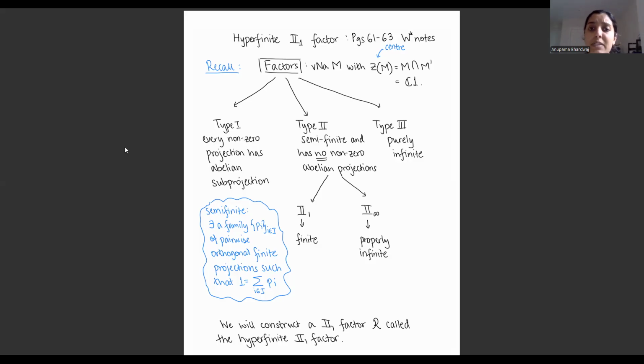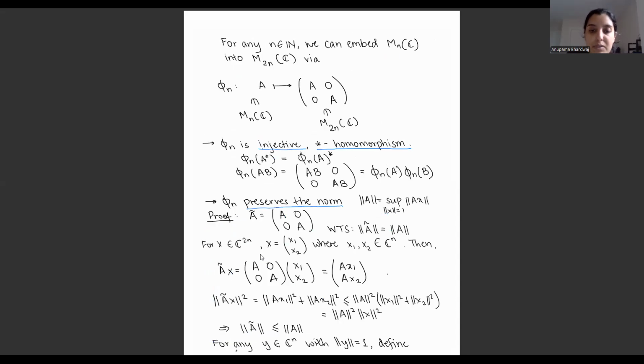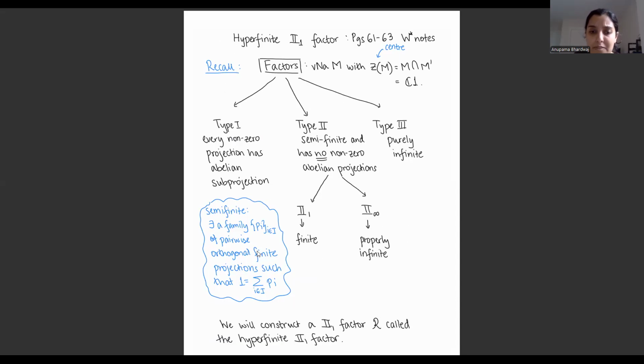And if I want to say that it's of type II_1, then it's finite and has no non-zero abelian projections. And then there's another type, type II_infinity, which means that it's properly infinite. And finally there's type III, which is purely infinite von Neumann algebras. So what we are going to look at is factors of type II, and in particular a type II_1 factor. We're going to construct a II_1 factor, and it's going to be called the hyperfinite II_1 factor.